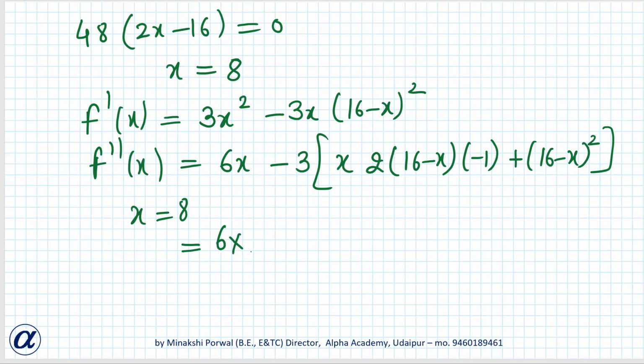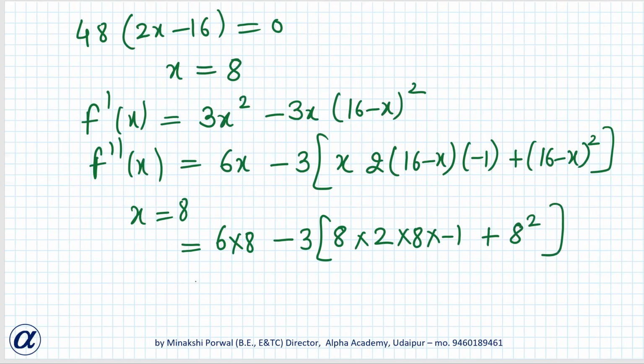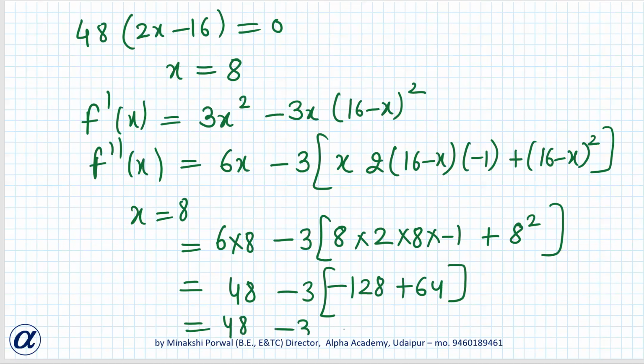Okay, 6 into 8 minus 3 into 8 into 2 into 8 into minus 1 plus 16 minus 8, 8 square. Okay, so 6 8s are 48, minus 3 into 8 8s are 64 into 2, 128, minus 20 28 plus 64. So it is 48 minus 3 minus 64. Okay, so f double dash x is coming positive.